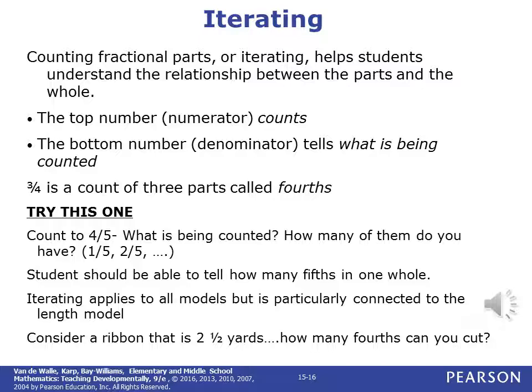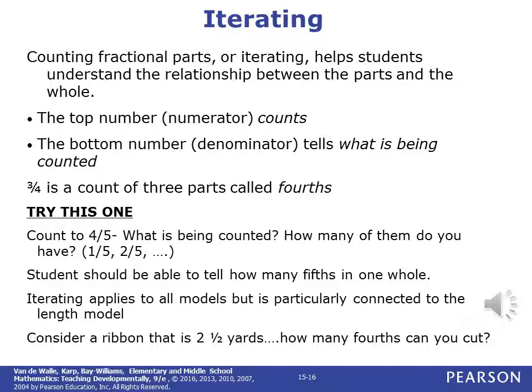For instance, you could ask your students to count to 4/5, and they have to think about what is being counted, the fifths, and how many of them do they want to count. 4. Remember, the numerator tells you the number of counts, so they would say 1/5, 2/5, 3/5, 4/5. Students should be able to always tell how many fifths are in one whole. That would be 5/5, or how many sixths are in a whole, 6/6.